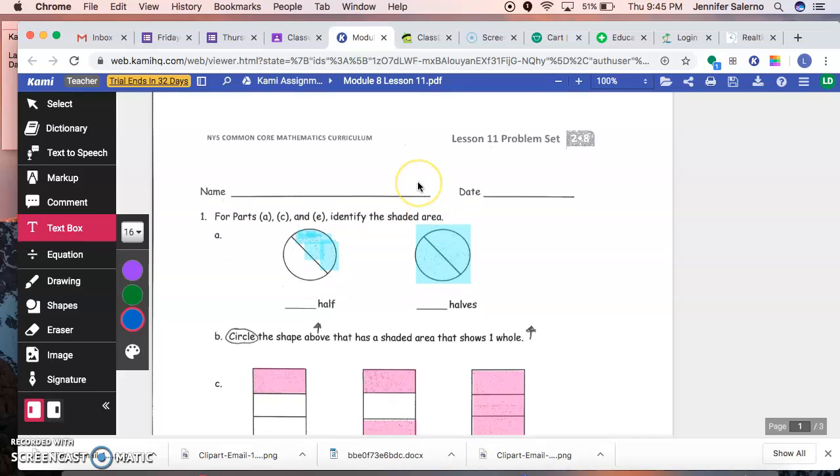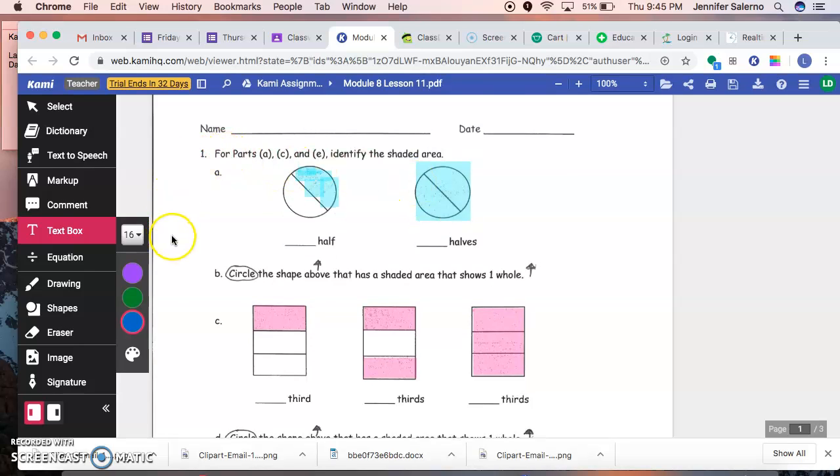So let's start. Number one is saying, for parts A, C, and E, we need to identify the shaded area. So they're telling us we need to identify the shaded parts. Now let's just go over again with fractions. Fractions have to have equal parts, equal, equal, equal. If they are not equal, then they are not fractions, okay? That's number one. Number two, the first part of the fraction is what is shaded, and the second part of the fraction is the total number of parts, okay?